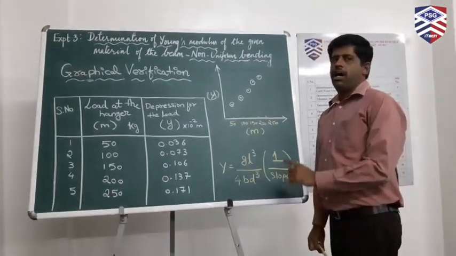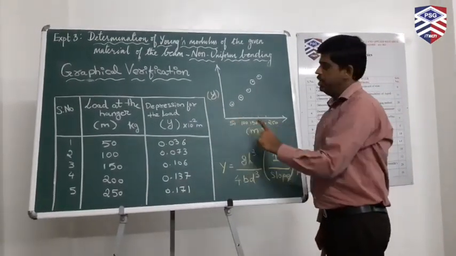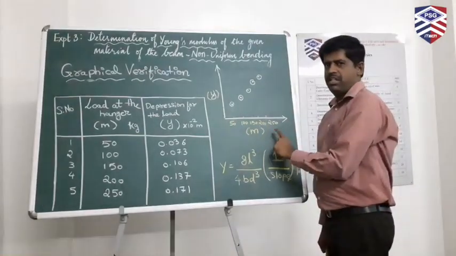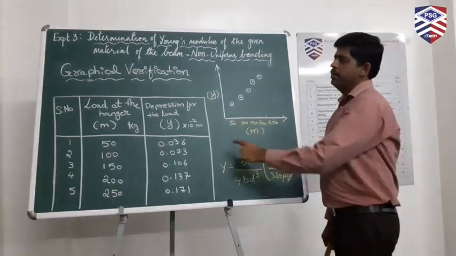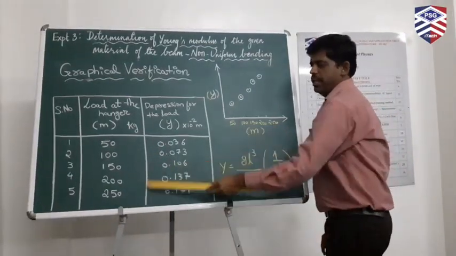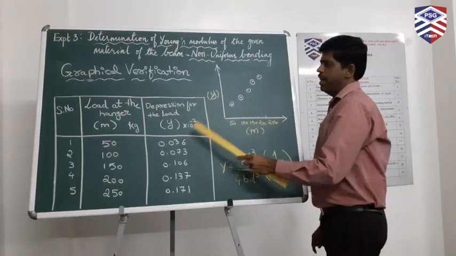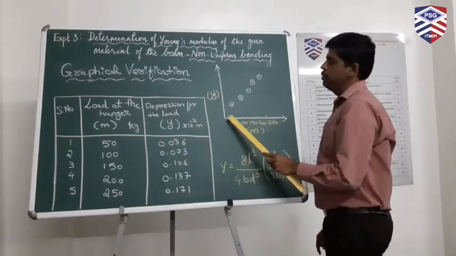Let us see how to plot the graph between the depression and the mass that is suspended on the beam. This graph is plotted from the values taken from this table. As you could see here, initially mark all the points.